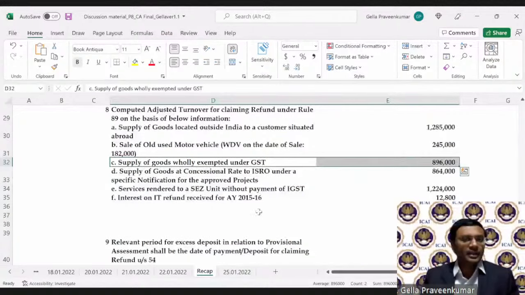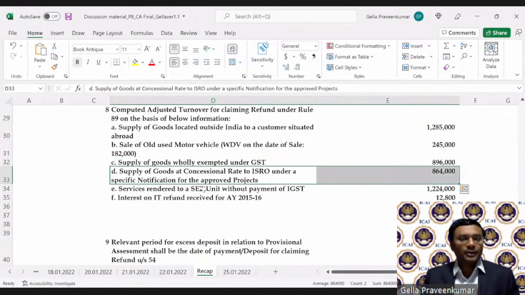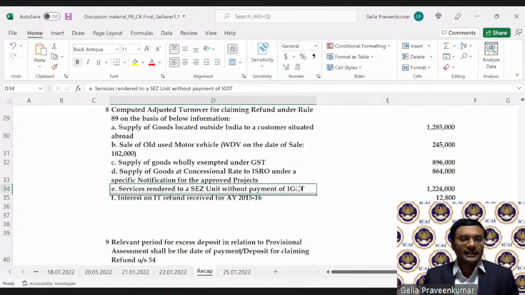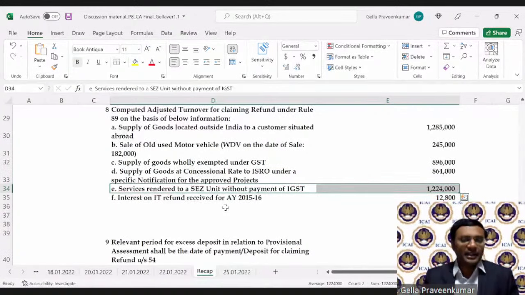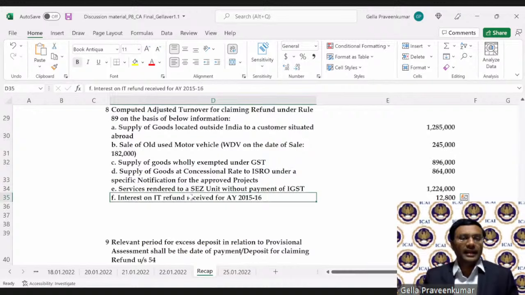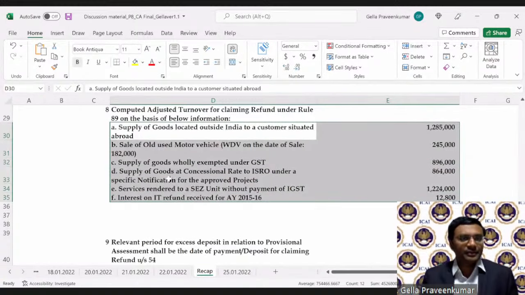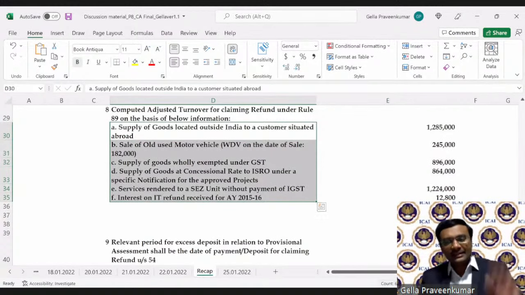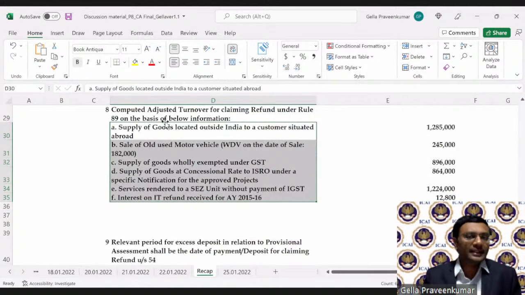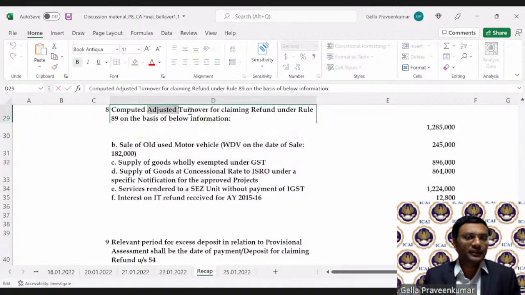Sale of used motor vehicle whose written down value on the date of sale is rupees 1,82,000, for rupees 2,45,000. Clause C. Supply of goods wholly exempt under GST, 8,96,000. Supply of goods at a concessional rate to ISRO under a specific notification for the approved projects, 8,64,000. Services rendered to a SEZ unit without payment of IGST. Interest on IT refund received for assessment year 15-16. So students, these are the transactions which are given. From these 6 transactions, please let me know what is the adjusted turnover for the purpose of Rule 89.